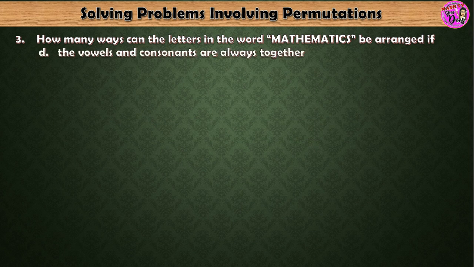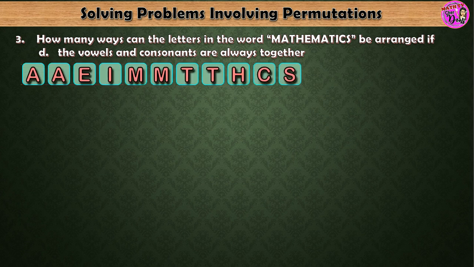Again, the question is, how many ways can the letters in the word mathematics be arranged if letter D, the vowels and consonants are always together? We have A, E, I, M, M, T, T, H, C, S. Vowel group, then the consonant group.